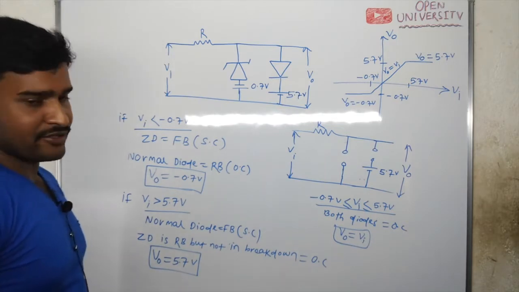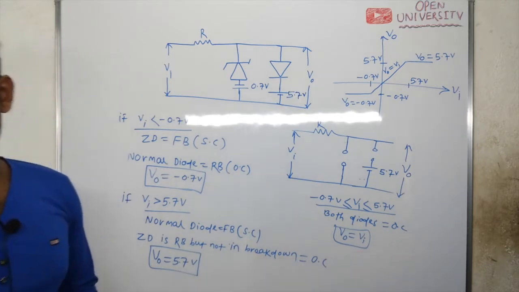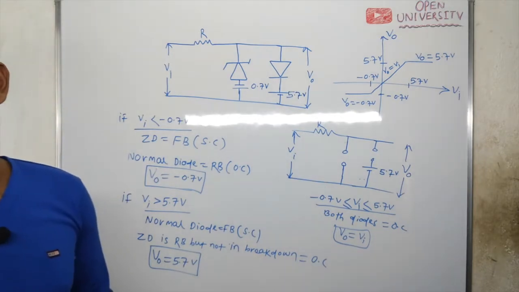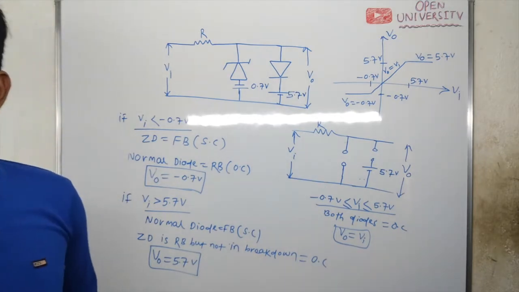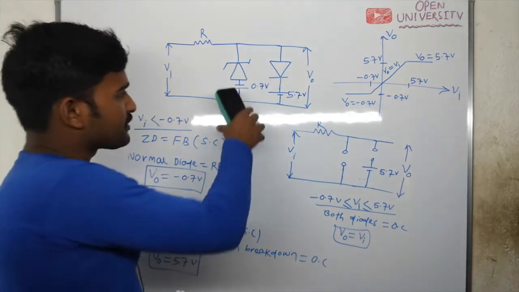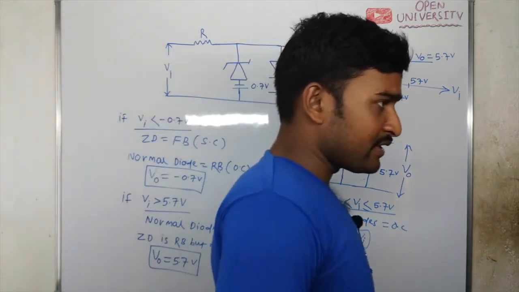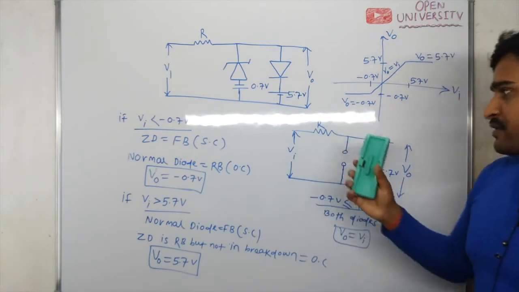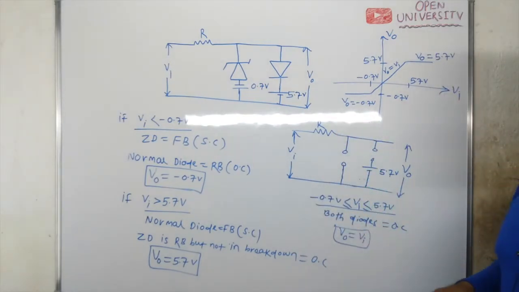Now write down the next question. And remember, this cut-in voltage will be considered only when diodes are forward biased. Okay, if a diode is reverse biased, you should not consider the cut-in voltage.